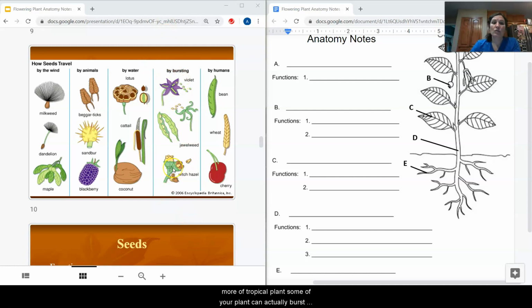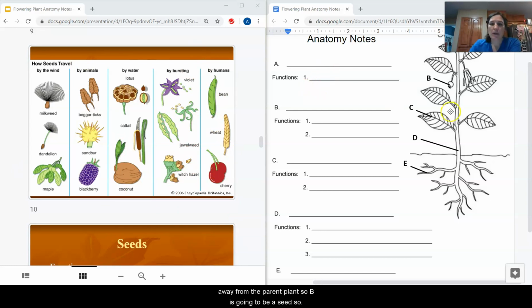Some of your plants can actually burst and shoot their seeds, which is kind of cool. When we get to seeds, we'll watch some of those videos where, if you touch a plant, it can actually shoot out its seeds. And that's one of the things we'll talk about, thigmotropism. And then lastly, humans. So humans can disperse seeds where we pick cherries that have pits in them, the seeds in them. And then we walk off and maybe spit this pit out somewhere else. Or an avocado, the big pit inside of an avocado, we eat the avocado and then we throw the pit away somewhere else. So we can also disperse those seeds away from the parent plant.